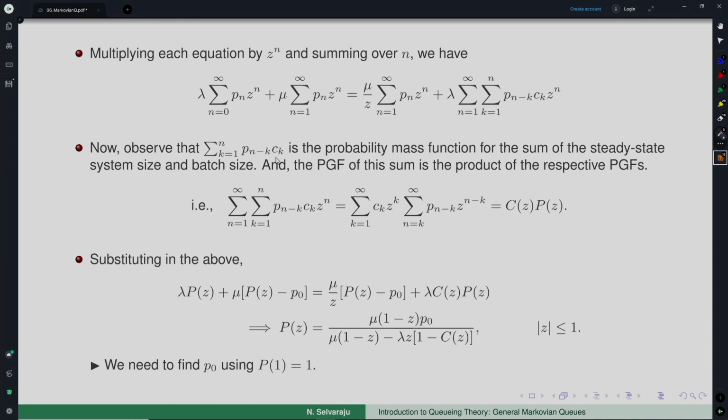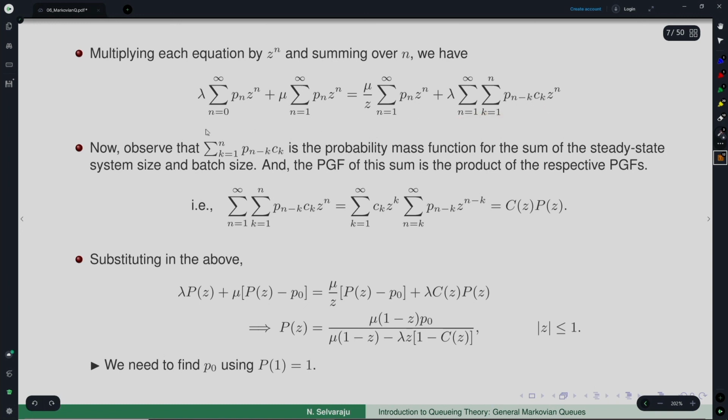So, the PGF of the sum will be the product of the respective PGFs, which is basically what we are saying is this quantity here. You can write it in this form by taking the summation k from 1 to infinity and n from k to infinity, interchanging the sums. Now, this quantity is nothing but P of Z, and this quantity is nothing but C of Z. Anyway, you know this as a property: for a sum of independent random variables, its Laplace transform or MGF or PGF will be given by the product of the individual ones.